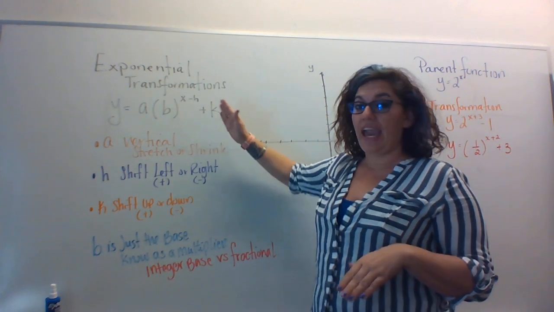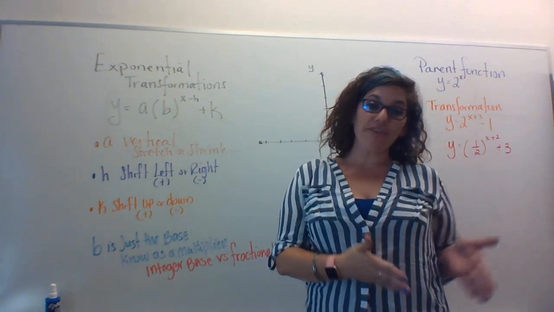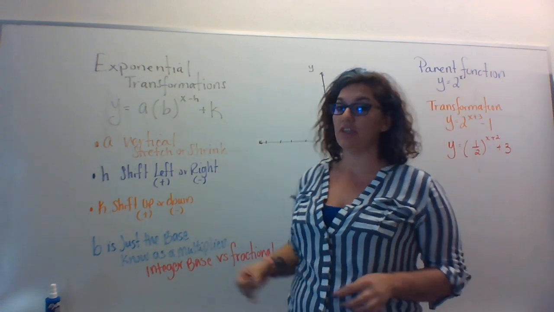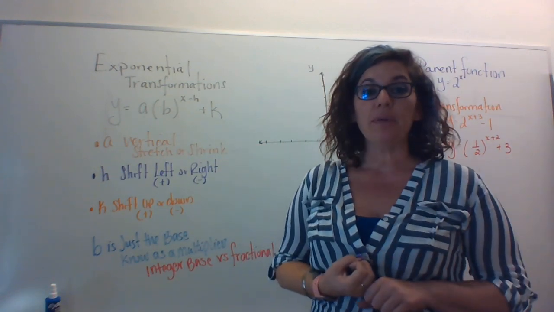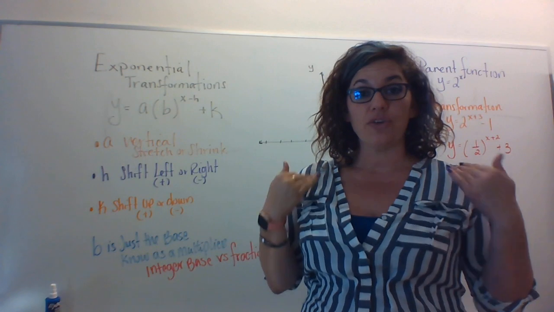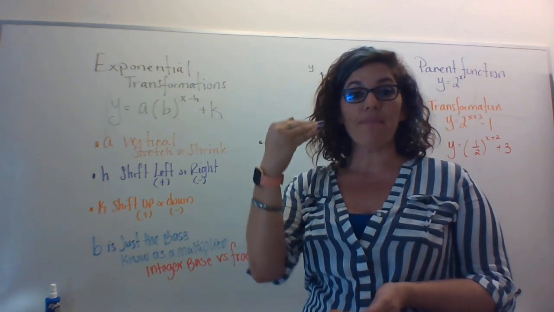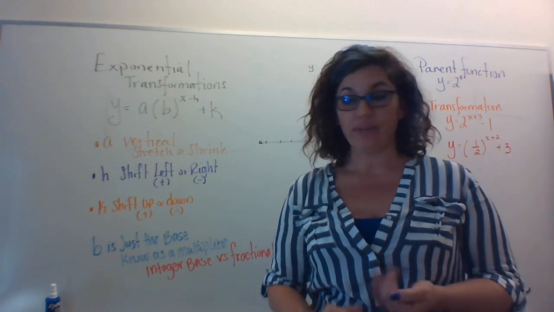Then that brings us to the k, which is something that gets added after the function. So after the b to the x comes your k. That's going to be the shift up or the shift down. Please remember k is the one where you go in the same direction. So if it's a plus k, you're going up. If it's a minus k, you are going down.